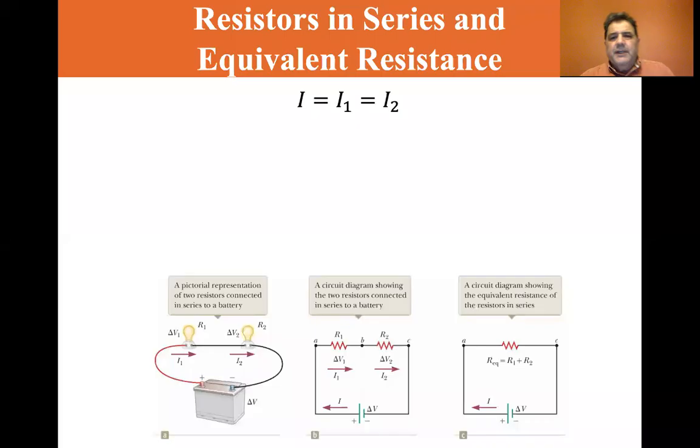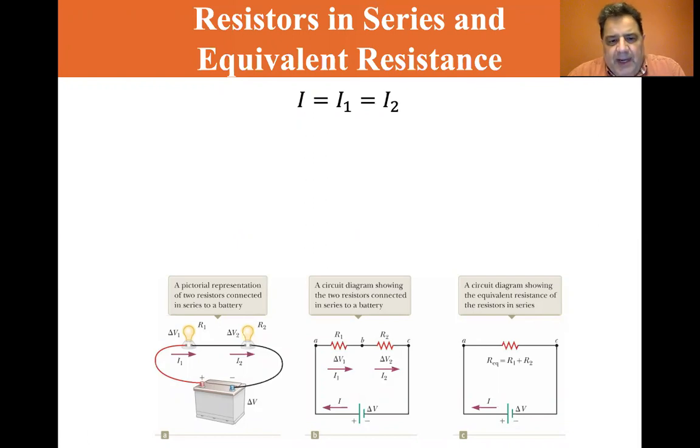Okay, we're on section 27.2, resistors in series and parallel. We'll start with the series resistors. If you look at the figure at the bottom, you see a pictorial representation of two resistors connected in series to a battery. Now they've got light bulbs, but they are resistors basically. So if you look, there's really only one path.